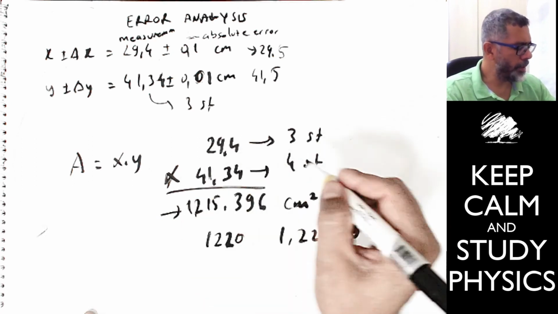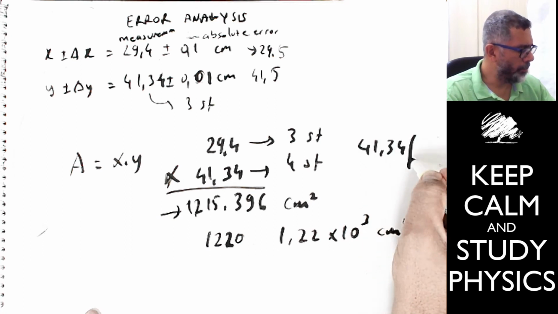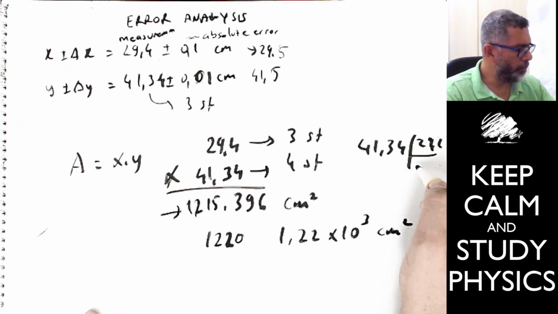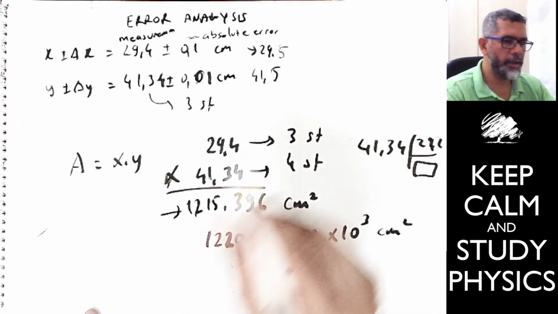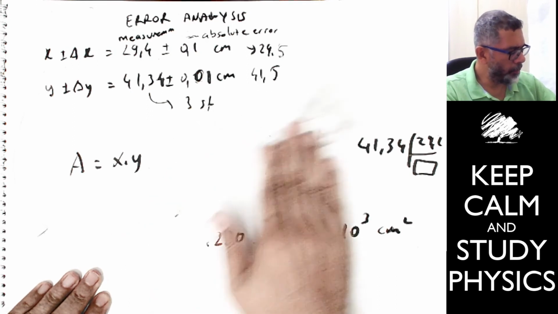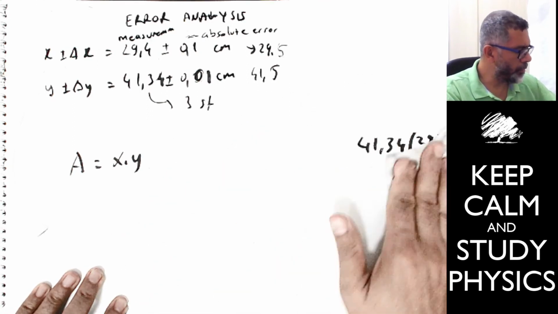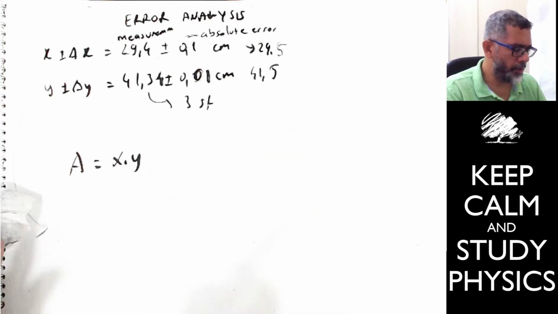Also, the rule is the same for division. For example, if you want to divide 41.34 by, let's say, 29.4, you can do this division in your calculator, and whatever the result is, the result again must have only 3 significant figures. So you have to round this off to 3 significant figures. Okay. So that's about the rules for doing operations with significant figures and finding how many significant figures the result has.